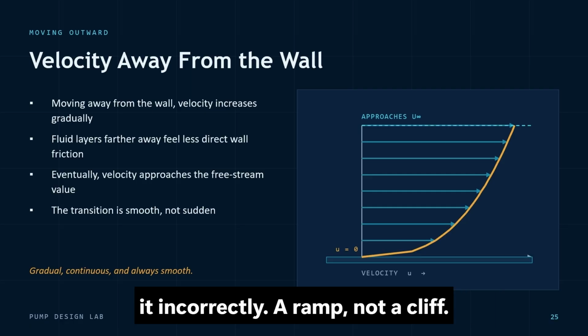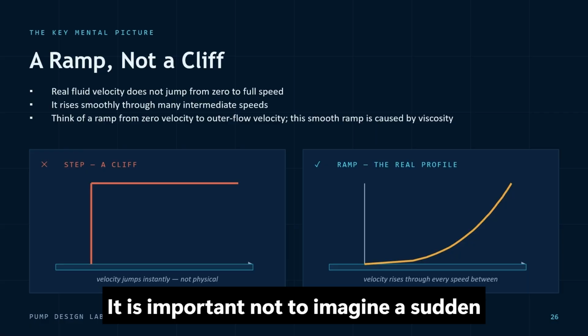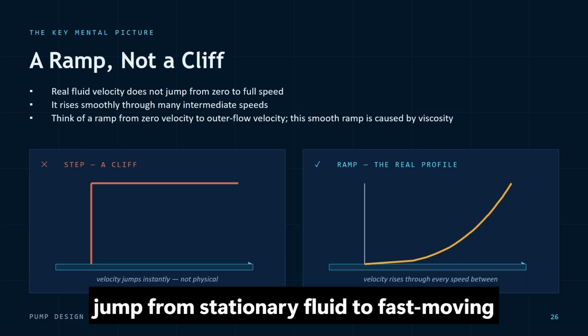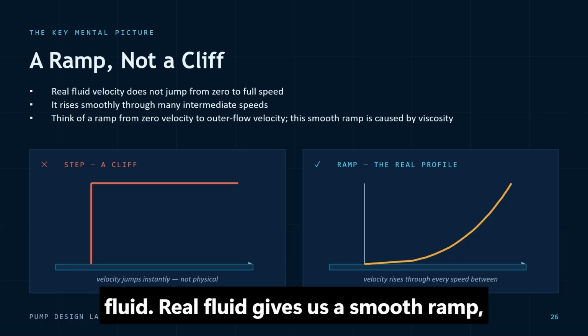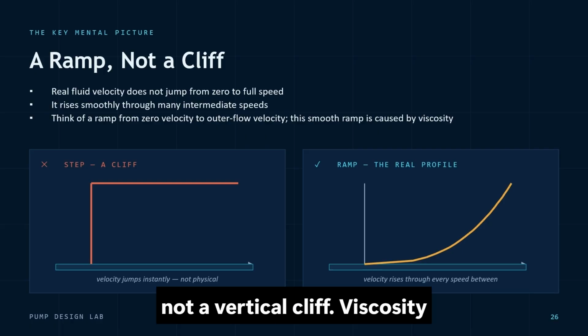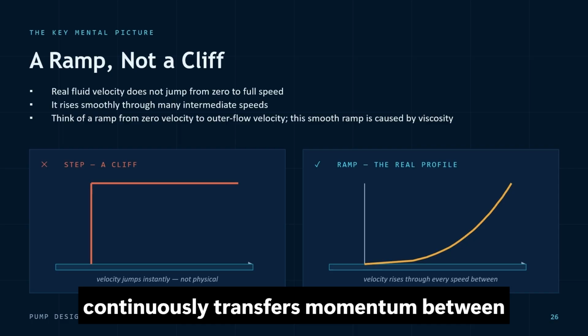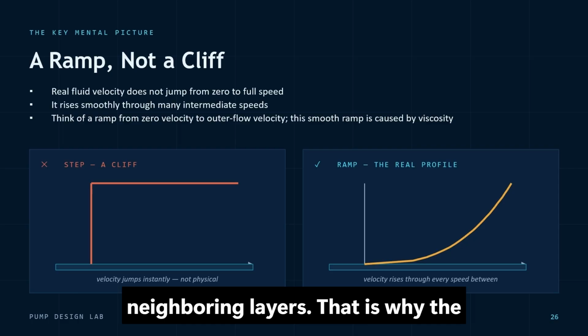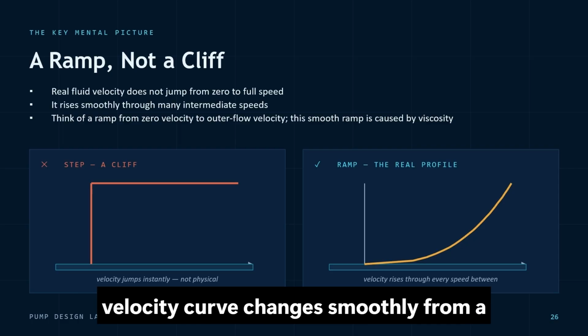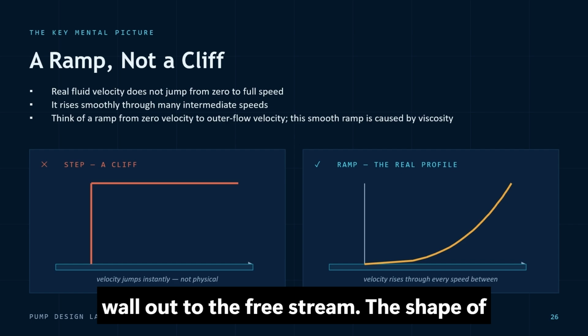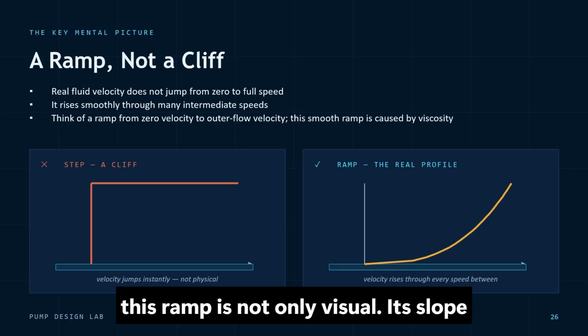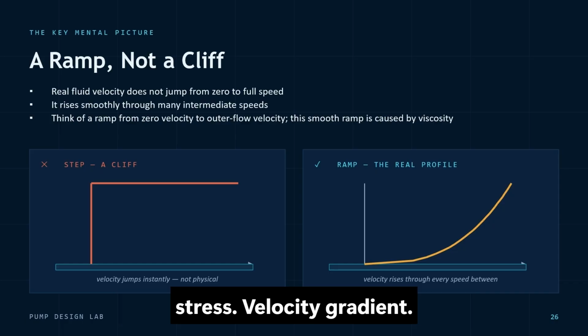A ramp, not a cliff. It is important not to imagine a sudden jump from stationary fluid to fast-moving fluid. Real fluid gives us a smooth ramp, not a vertical cliff. Viscosity continuously transfers momentum between neighboring layers. That is why the velocity curve changes smoothly from a wall out to the free stream. The shape of this ramp is not only visual. Its slope has a direct physical meaning: shear stress.